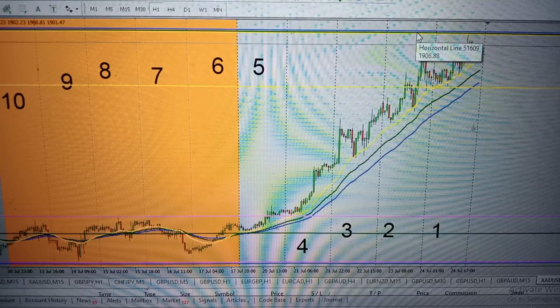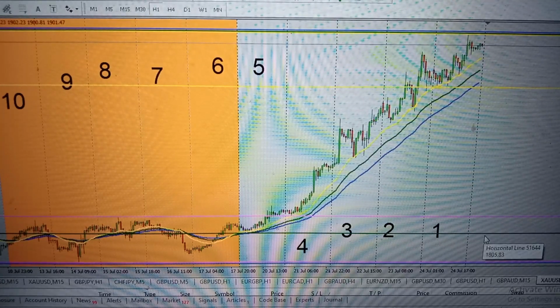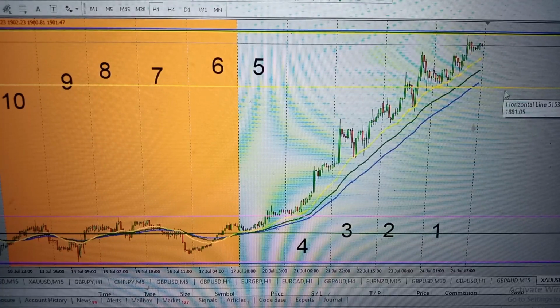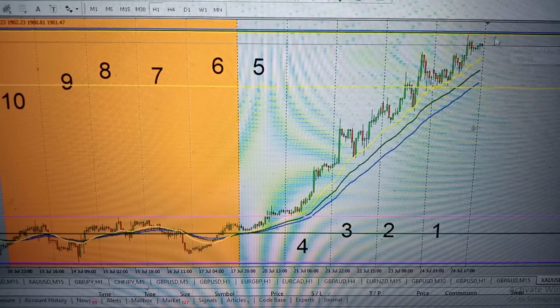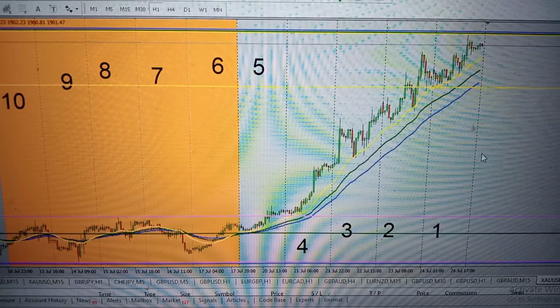A strong resistance area. Now we have the previous day support here. This is a minor support. We also have the 6 to 10th day resistance here. It's also minor. And then we have the 5-day low here, which is also minor. But where we have 2 or more, the resistance or support is stronger at that point.